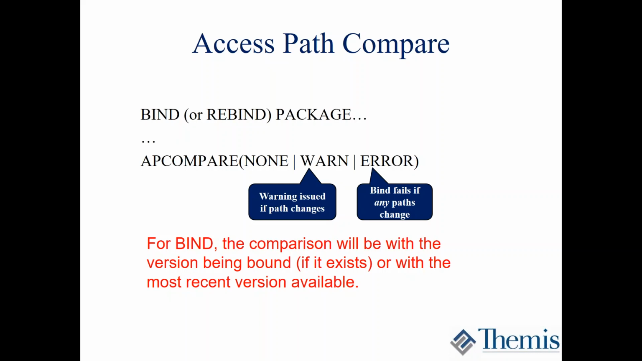APCOMPARE error, obviously this is where I don't want the access path to change. And if it's going to change, please fail the bind. I can think of some uses for that one, perhaps when you migrate to a new release of DB2. And I want to rebind everything, or almost everything, but I also want to be careful about the things that would change access paths. So I'll say, rebind everything, APCOMPARE error. Let the things that aren't going to change get packages bound on the release of DB2 that we're on. And then I have a list of other things that I need to look at. Okay.